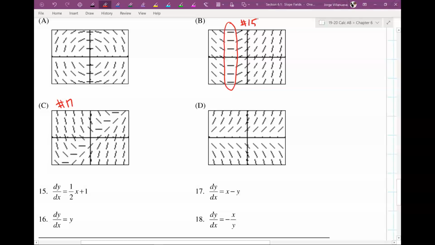And of course, if you're like, well, what if I don't see the patterns? Well, then calculate the slopes, okay? Calculate a bunch of them, make sure they match up. You can always do it that way. There's nothing wrong with doing it that way. It just takes a little longer.